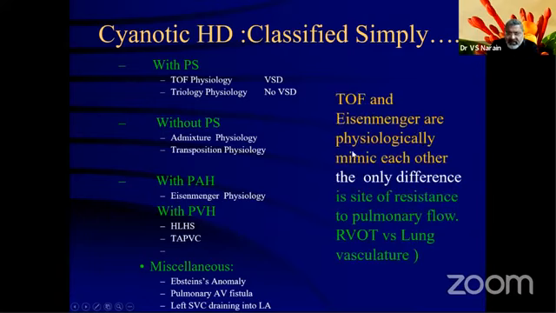Tetralogy and Eisenmenger perhaps mimic each other physiologically. The only difference is the site of resistance. In tetralogy of Fallot, the resistance is at the pulmonary valve or below the pulmonary valve. And in Eisenmenger, it is at the vasculature, that is, in the distal vasculature. But they're all basically a reduction or resistance to pulmonary blood flow. And this is the physiological mimicking between tetralogy and Eisenmenger. Tetralogy is with PS, Eisenmenger is with PH, that is, distal obstruction.